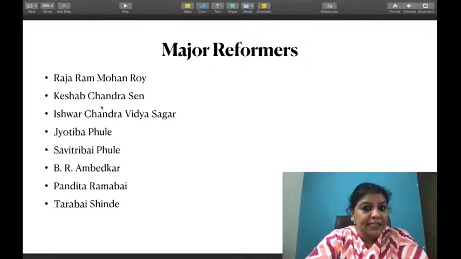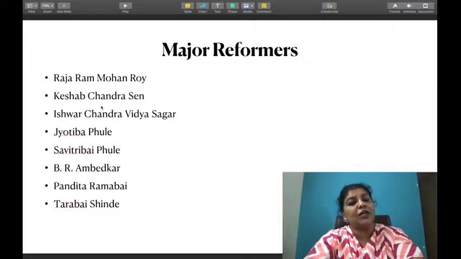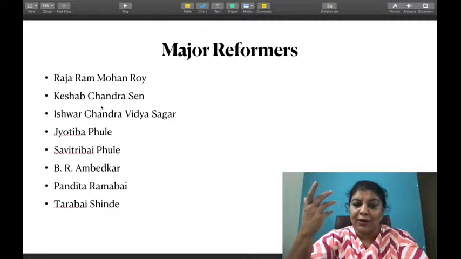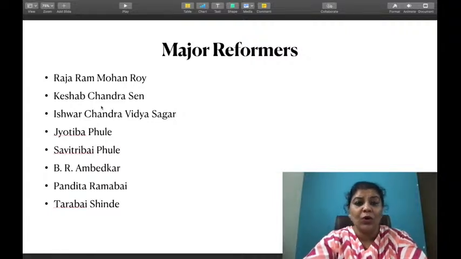Both of them were pioneers of women's education also. It was Jyotirao Phule and Savitribai Phule who started the first school for girls in Pune. I think in one exam they have already asked about it. And he founded the Satya Shodhak Samaj, the Truth Seekers Society. And he came to be called Mahatma Jyotirao Phule. Like Mahatma Gandhi, he also was given the title Mahatma.